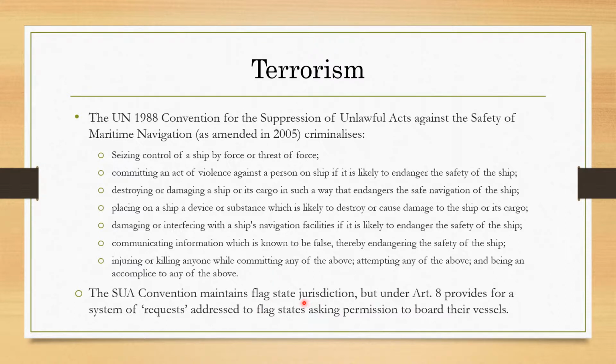And again, the same system of requests. So even though you don't have jurisdiction over a certain vessel, if you suspect it to be carrying out any of these activities, or to be potentially about to carry out any of these activities, you can request permission from the flag state to interdict the vessel, inspect it, and potentially arrest it as well.